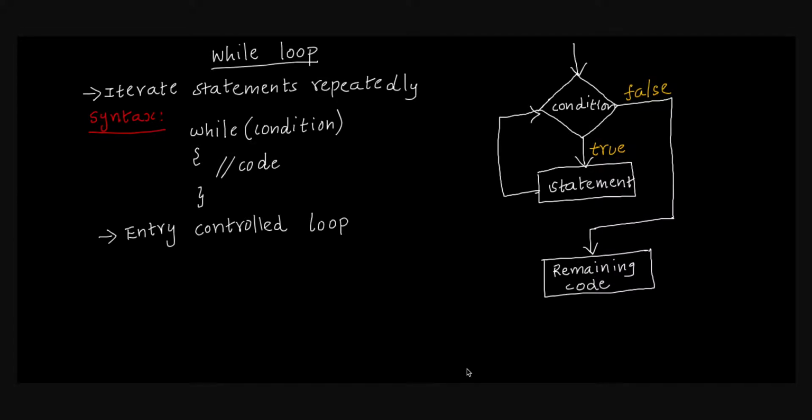While loop in a detailed manner using syntax, real-time examples, flow diagram and basic program. So while loop. We have already discussed the looping conditions in a basic manner. The main motto behind looping condition statements is to iterate statements repeatedly.